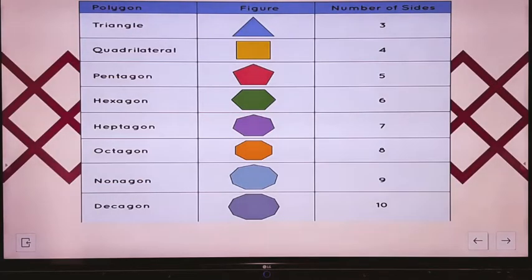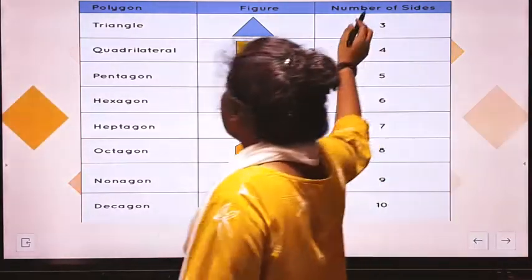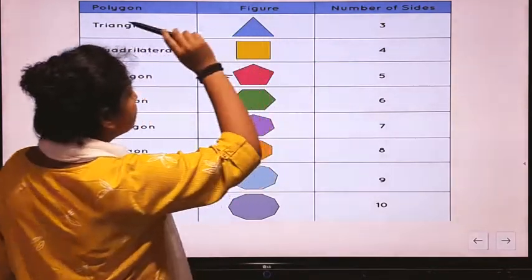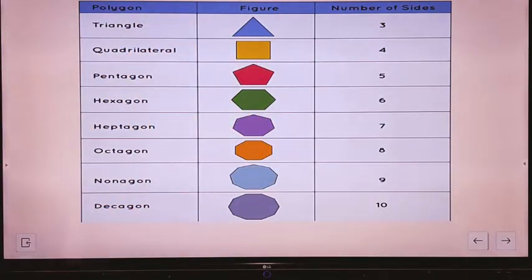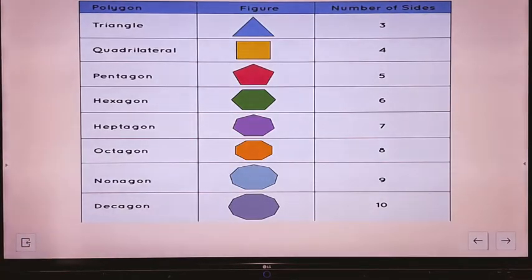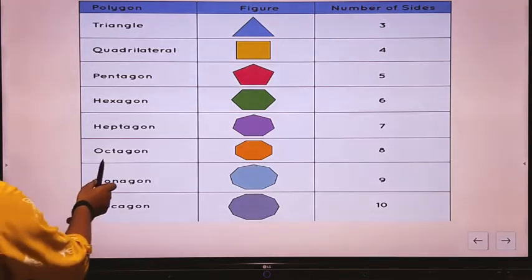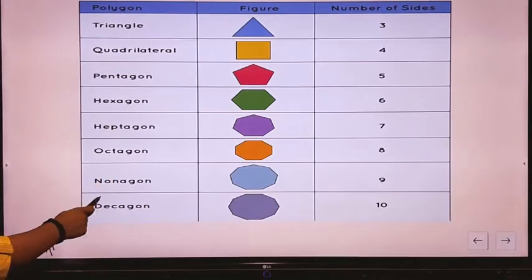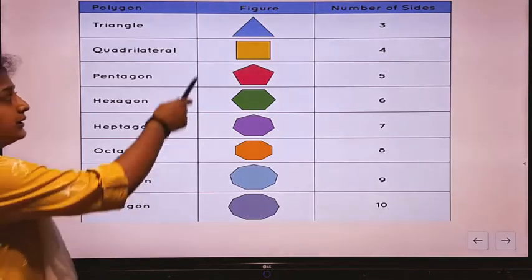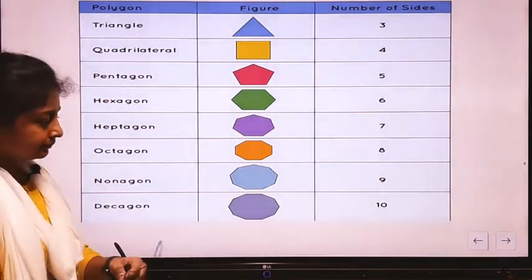Next, we have the classification of polygons. Okay, depending upon how many sides a polygon has, it has different names. If a polygon has 3 sides, it is known as a triangle. 4 sides is a quadrilateral. 5 sides is a pentagon. 6 sides is a hexagon. 7 sides is a heptagon. 8 sides is an octagon. 9 sides is a nonagon. And a 10 sided polygon is known as a decagon. As you can see, you also have the figures here.